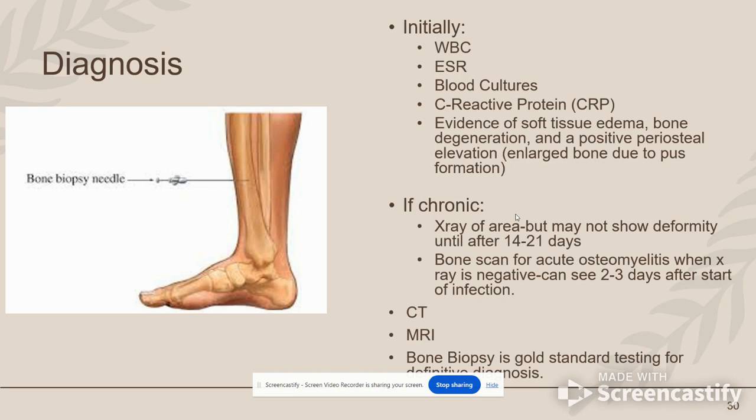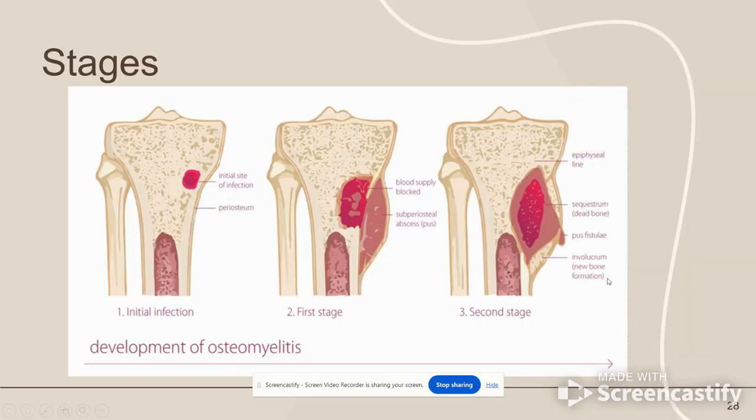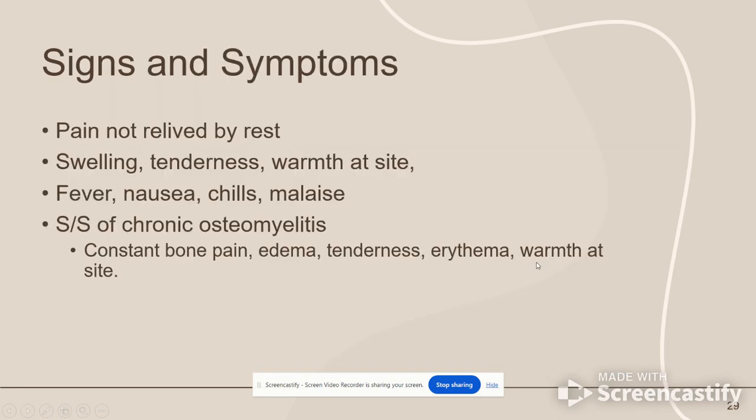They can also have evidence of soft tissue edema, bone degeneration, and positive periosteal elevation, which is enlarged bone due to pus formation. Like I showed you in this pocket here, this pus fistula, because of this dead tissue and white blood cells rushing to the area to fix it, extra bone will form because of this pus. It's kind of trying to treat itself. So you can see that extension there.